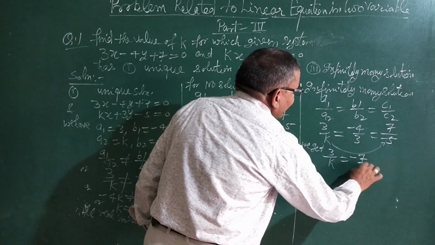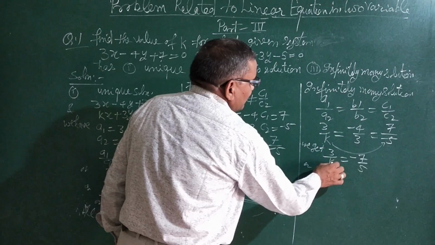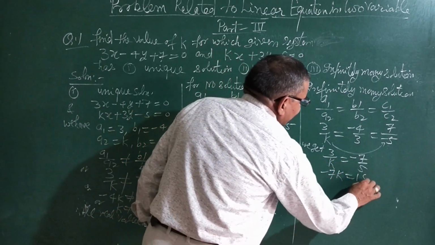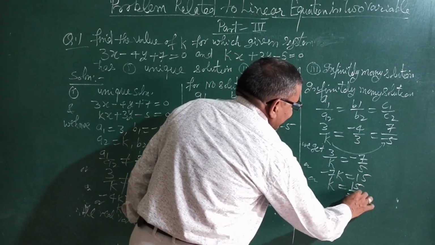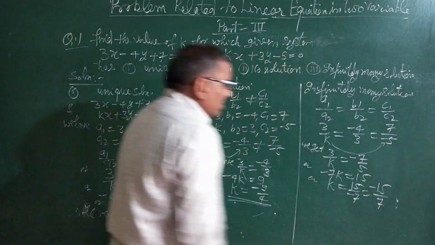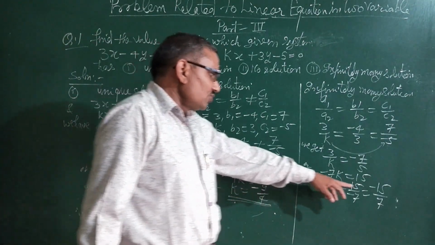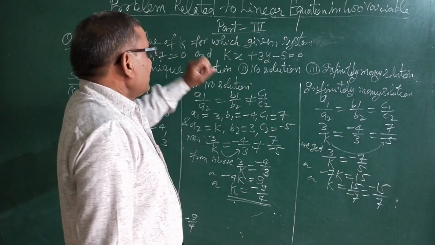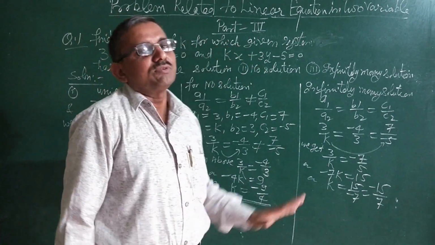minus 7 upon 5. Cross multiplying, 3 into 5, 15 is equal to minus 7k, or k is equal to 15 upon minus 7. This can be written as minus 15 upon 7. So the value k is equal to minus 15 upon 7 will give infinitely many solutions of these two equations.